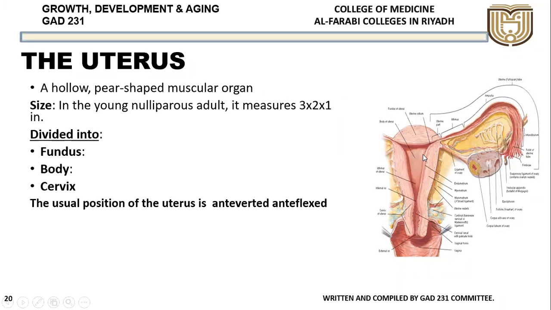But once there is fertilization and the implantation takes place here, then the uterus has the capacity to expand to a very large extent. This is a pelvic organ, as I said.